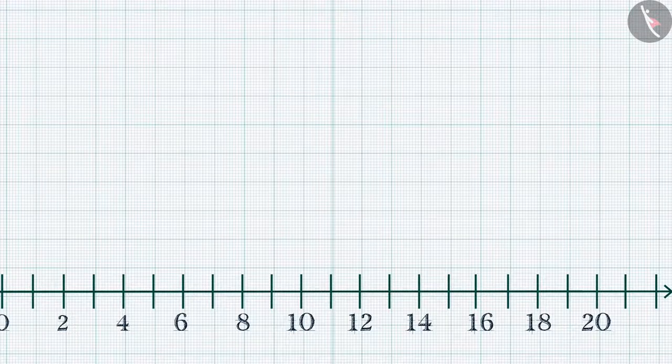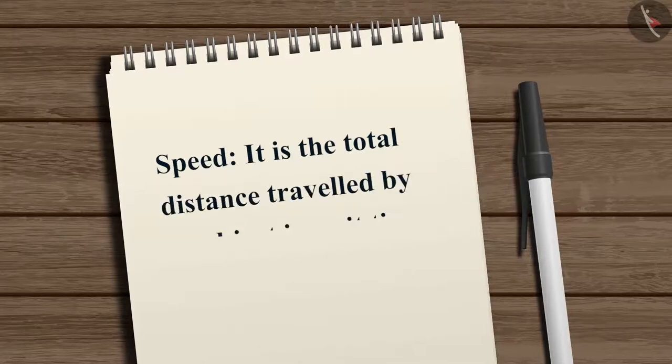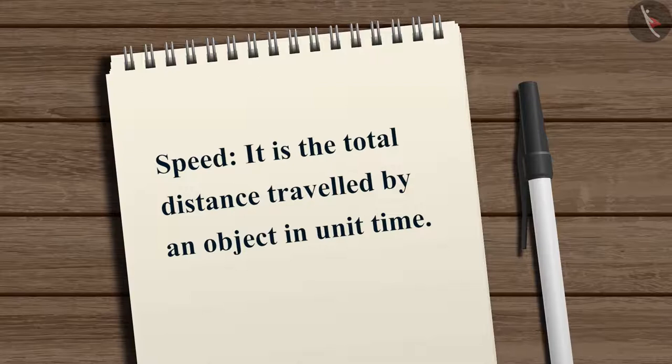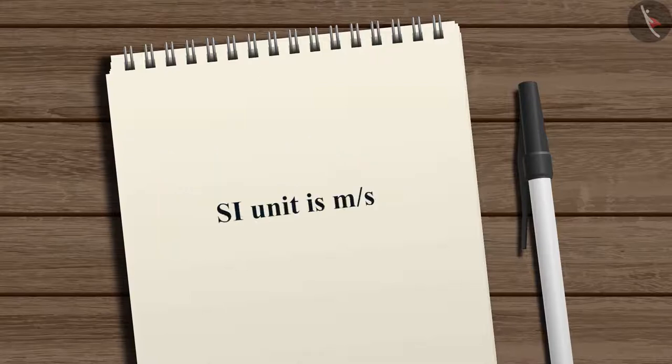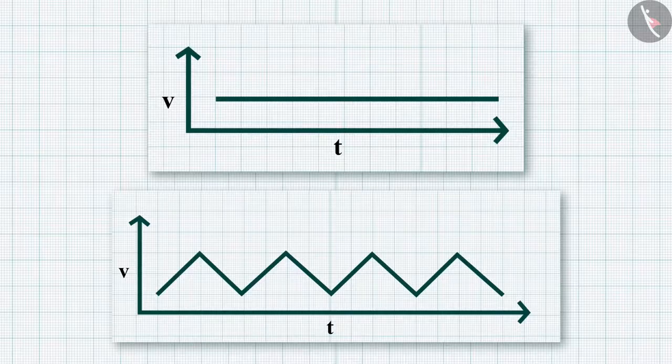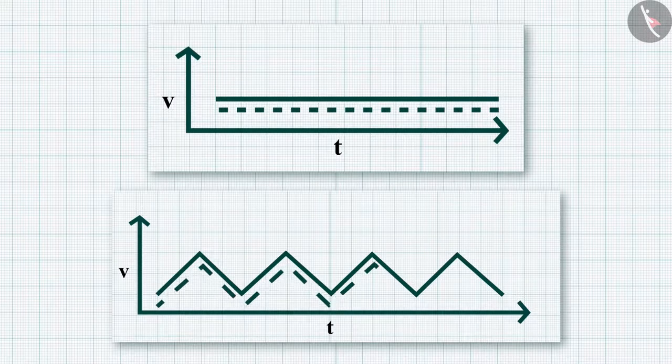Now, here comes the concept of speed, which is the measurement of the rate of motion. It is the total distance traveled by an object in unit time. Its SI unit is meter per second. The speed of an object can remain constant or it can vary with time.